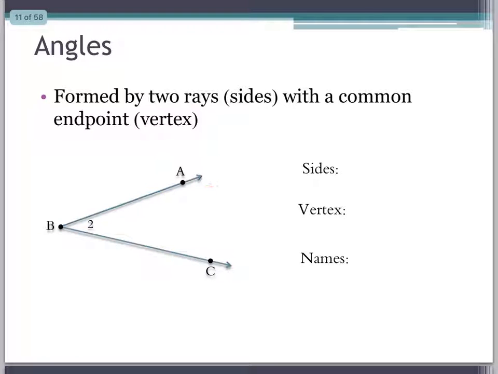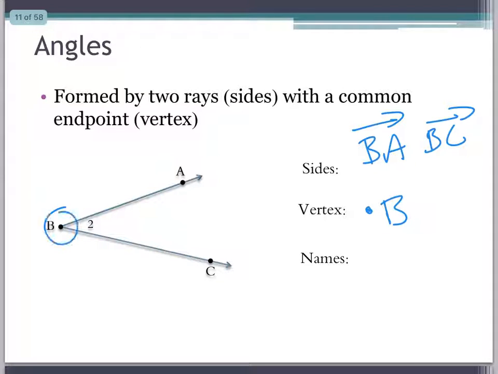Okay, so we talked about rays having an endpoint. So like here, ray BA, ray BC. Again, remember, it's not AB, it's BA and ray BC. An angle is formed by two rays, the sides, with a common endpoint. So right here, this is the vertex, and the vertex is a point, and it's going to be point B. The sides are two rays. So we have ray BA and ray BC. Notice they start with the same letter since that is their vertex, B.